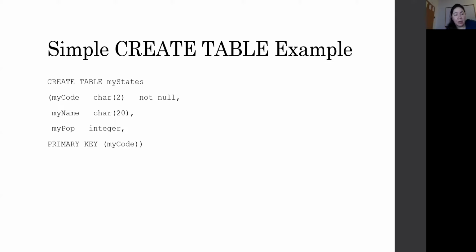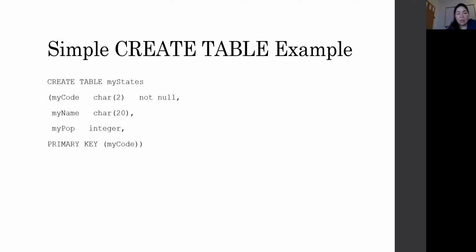My code is a very short 2-digit number or letters, we don't know, characters of some sort. Considering it's states, it's probably going to be letters like WA. It can't be null. My name would be Washington spelled out, characters up to 20. And then my population is an integer. We only want whole numbers in our population.